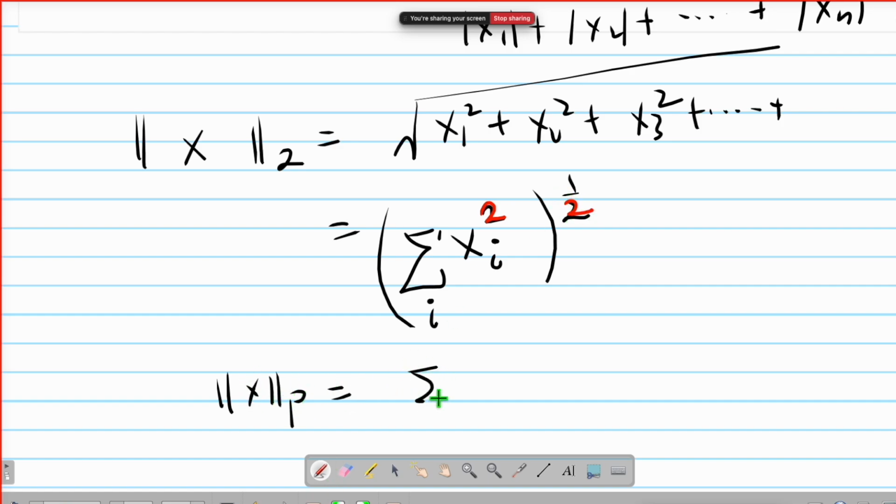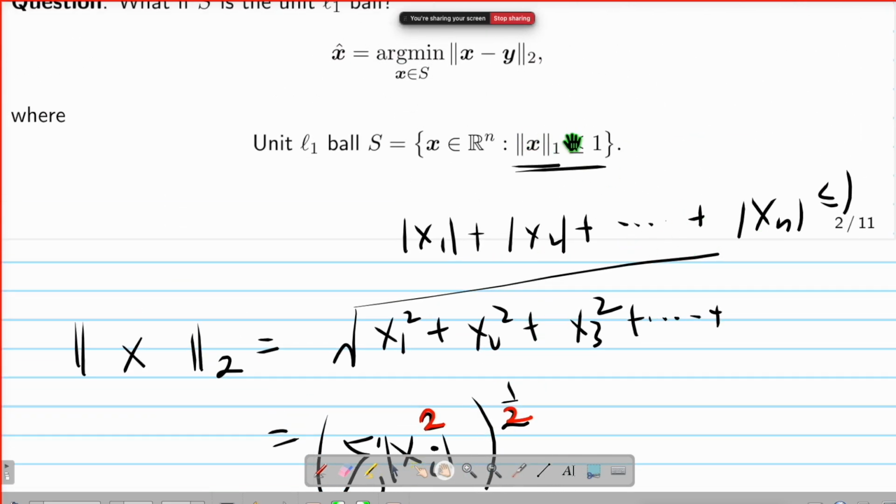p, then I will do the same thing. It will be xi p power. You should take the absolute value before the power. So I have absolute value p and then 1 over p. So what happens if p is 1? If p is 1, no power, no square root. So it's just a bunch of absolute values added together. That's why you have this. So L1 norm is just all the absolute values inside a vector added together.